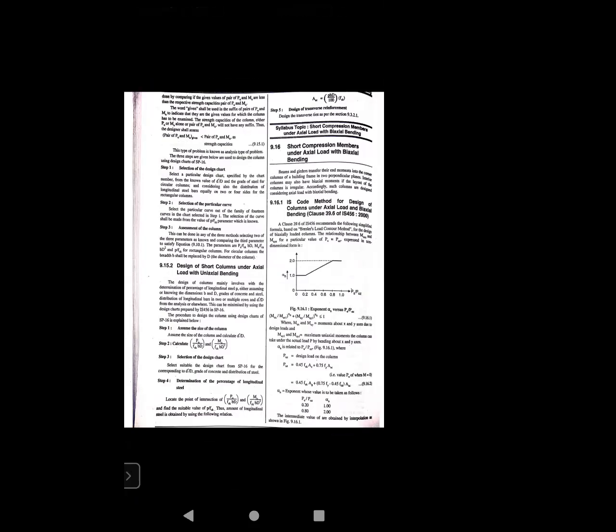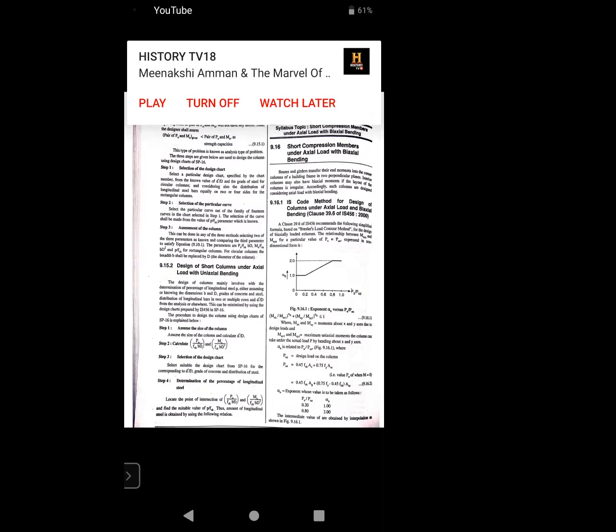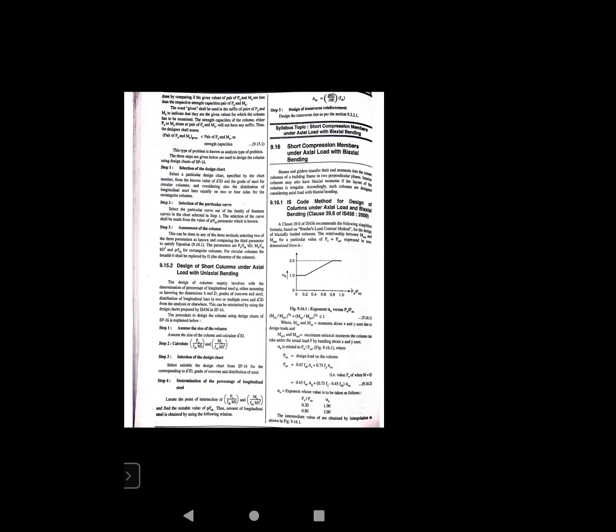Okay, indicates that the column has to pick them. The strength, see, there may be some pairs of the ultimate load and ultimate moment. Then you have to check the maximum load, the maximum strength capacities for this pair. Okay, now step number one, what you have to do is the selection of the design chart.